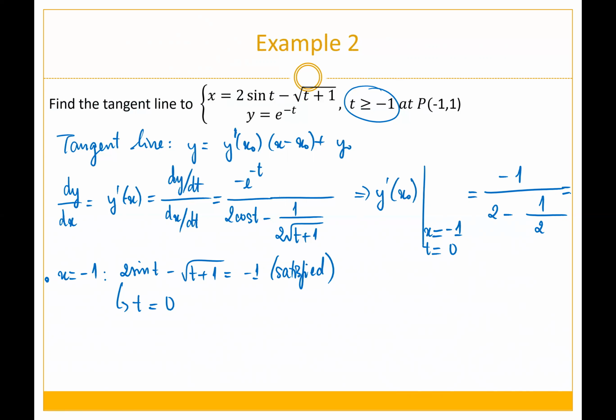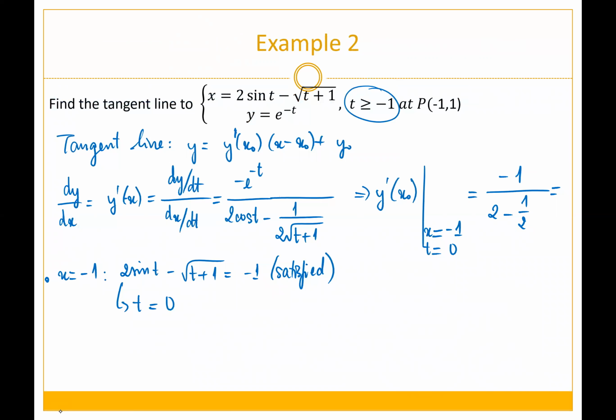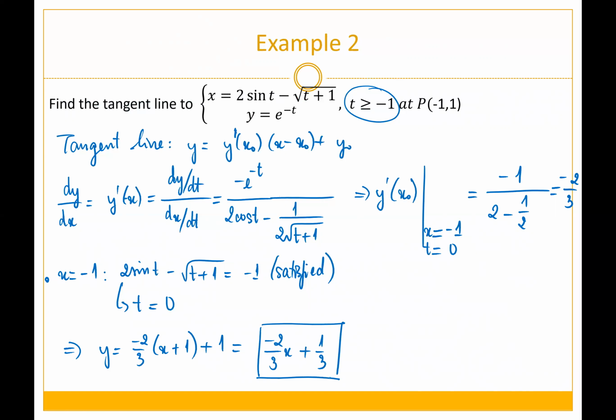So the slope of the tangent at this point is going to be negative of 2 over 3. And so the tangent line that we have is y equal to negative 2 over 3 x plus 1 plus 1. This will give us negative 2 over 3 x plus 1 over 3. And this is my final answer for this question.